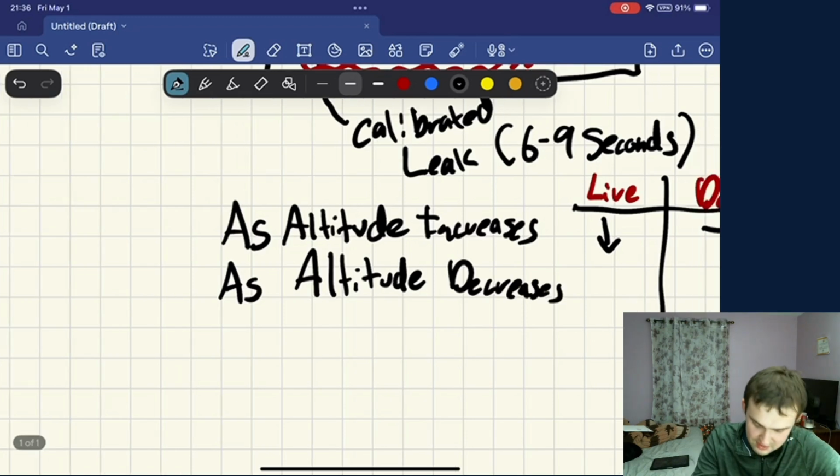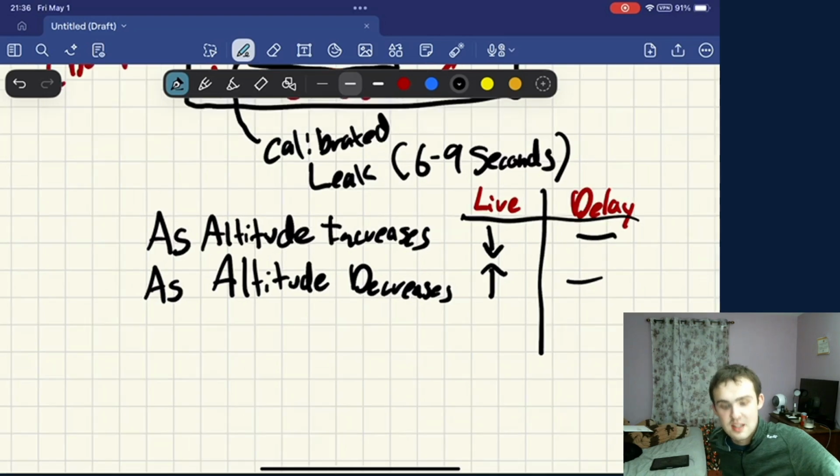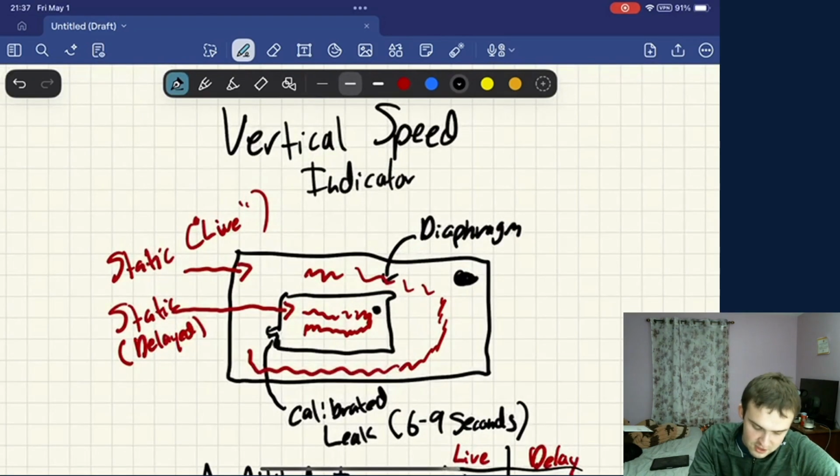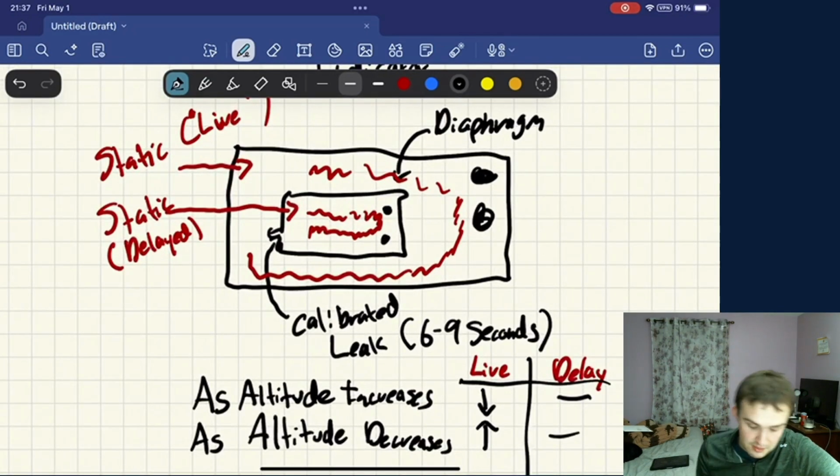As altitude decreases, the live pressure is going to increase. The delayed pressure is going to stay the same. That live pressure on the outside here is going to be higher than the delayed pressure on the inside of the casing. It's going to cause the casing, or the diaphragm, to compress. It's going to show that we're on a descent.